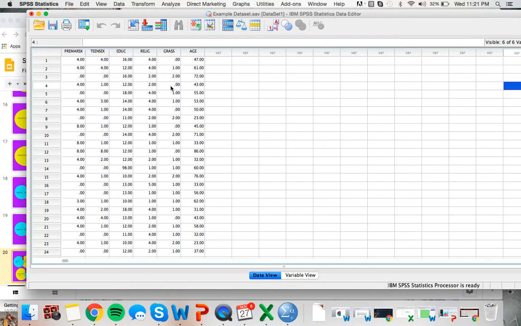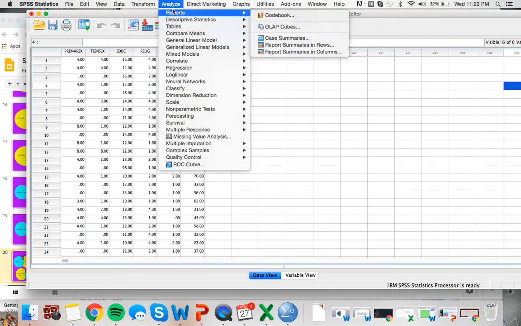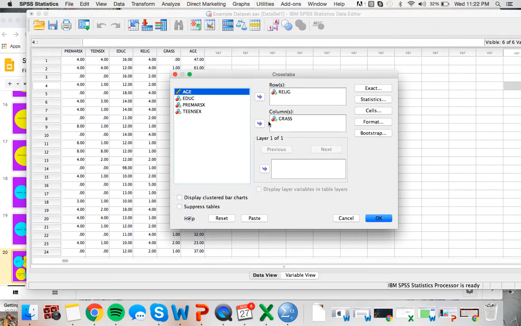Nominal and ordinal only. So in order to calculate a cross-tabulation, we go to Analyze, Descriptive Statistics, and then Crosstabs. Okay, and this box pops up. So it's already there. These are the ones I want to do. But you would pick what you want to put in your rows and what you want to put in your columns. Now, it doesn't so much matter where you put them. It's going to matter for how you interpret it. But there's no right answer here in terms of where to put them. Either one's fine. So I'm going to put religion in rows, and I'm going to put grass in columns.